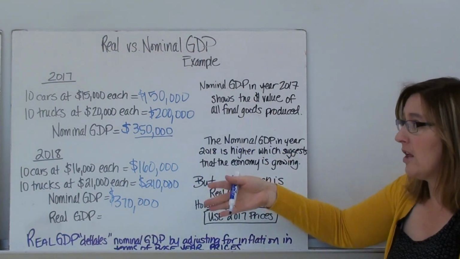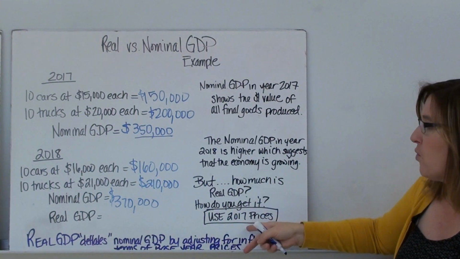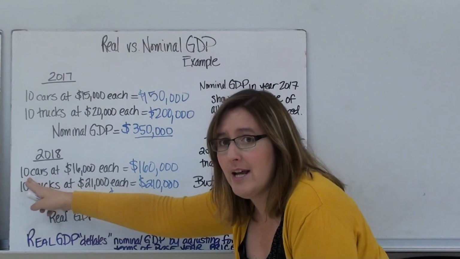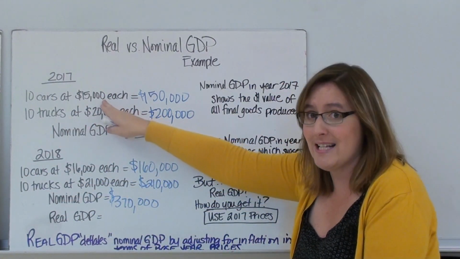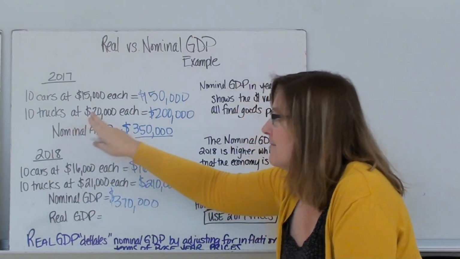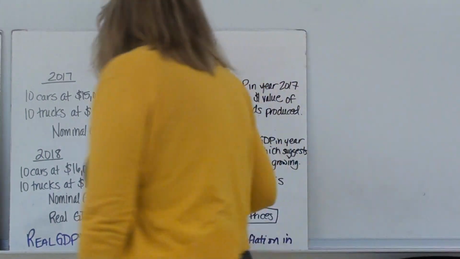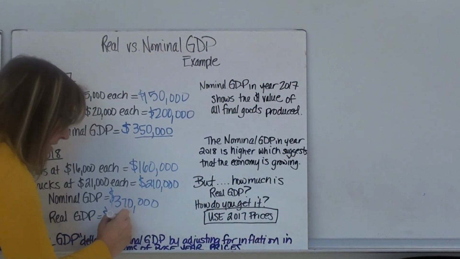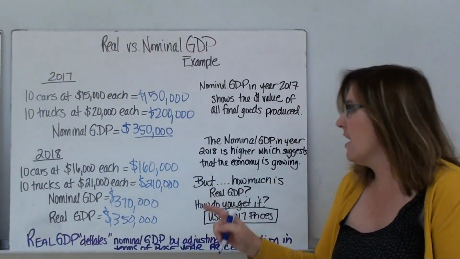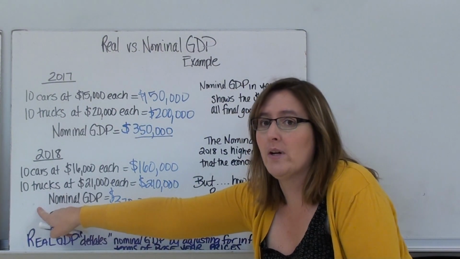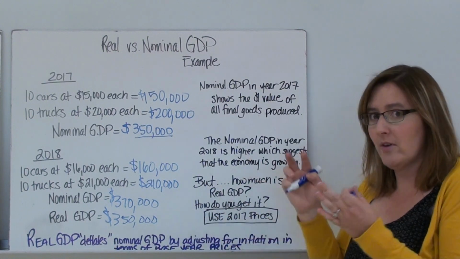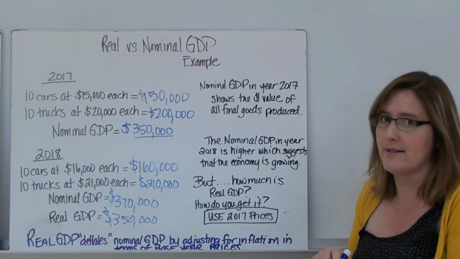How do we figure it out so that we compare them equally? We've got to use 2017 prices. So I take the amount of cars that were made in 2018 times the price for 2017. So 10 times 15 would be 150,000, and 10 times 20 would be 200,000. So real GDP in 2018 is 350,000. So we're using the amount of things that were made in 2018 times the prices in 2017 to get real GDP. So we have a constant price. We use those 2017 prices.